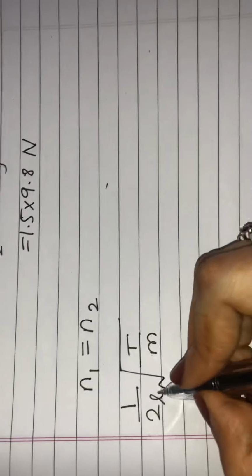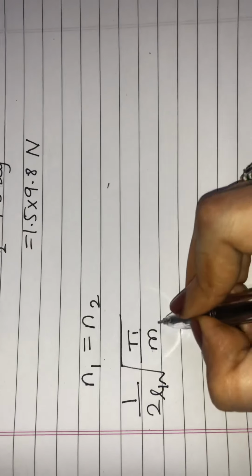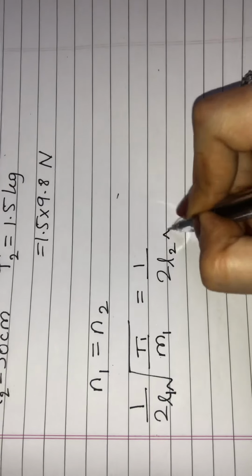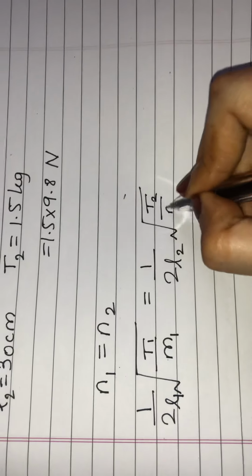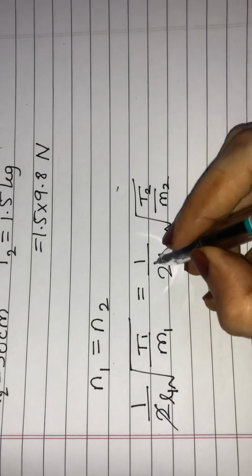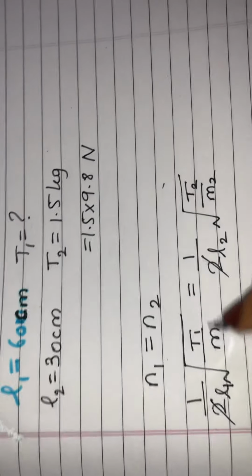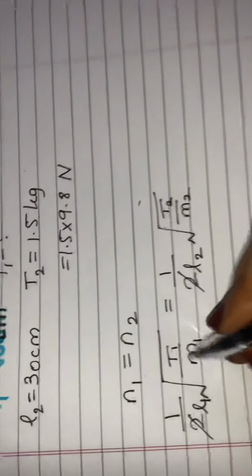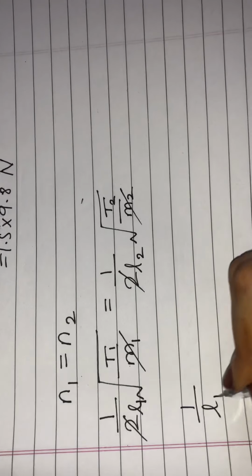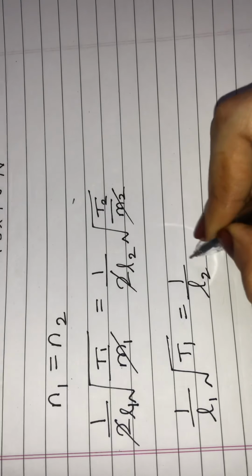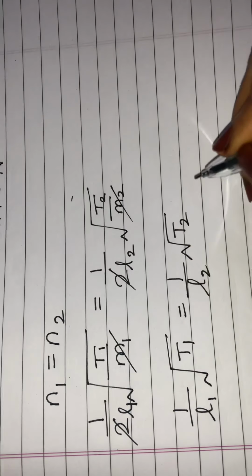So for the first wire, we'll have L1, T1 and M1. Let's see for the second wire, it will be 1 upon 2 L2 under root T2 upon M2. Now 2 from here gets cancelled. L1 and L2, let them be as they are, because both of them have different length. M1 and M2 will get cancelled because both of them have the same linear density. So what remains? 1 upon L1 under root T1 is equal to 1 upon L2 under root T2.